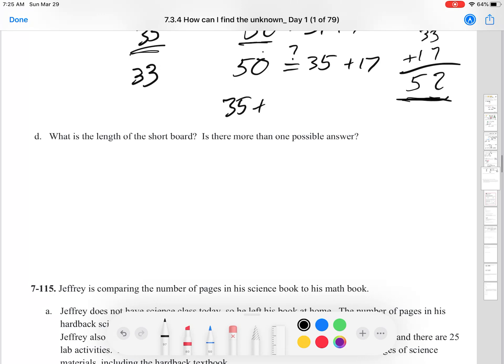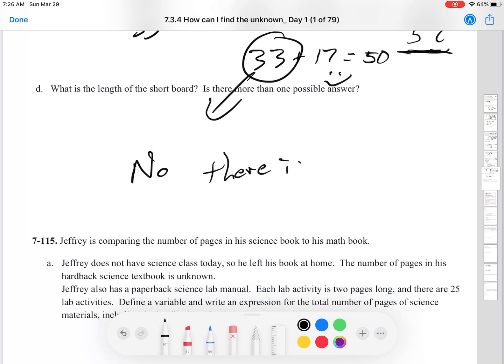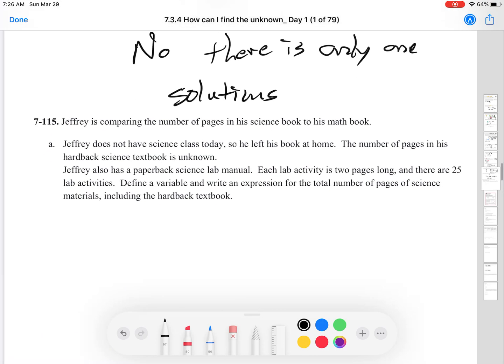35 plus, I'm sorry, not 35. 35 was for the previous one, wasn't it? 33 plus 17 equals 50. And that's the happy, right? Happy times. What's the length of the short board? Is there more than one answer? Well, we actually just found it, didn't we? It's 33. Is there more than one possible answer? And the answer to that is no. There is only one solution, we call that. Solution, one answer that would work.